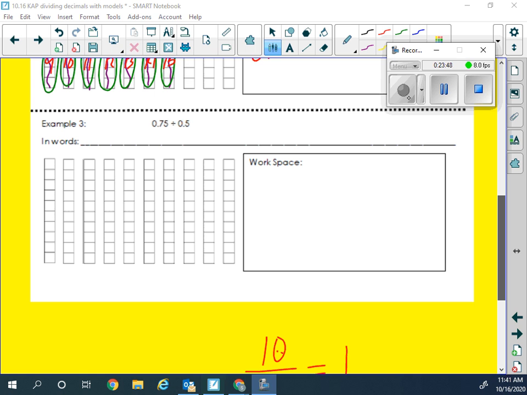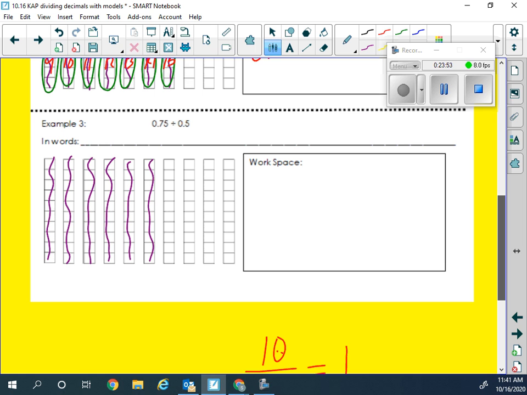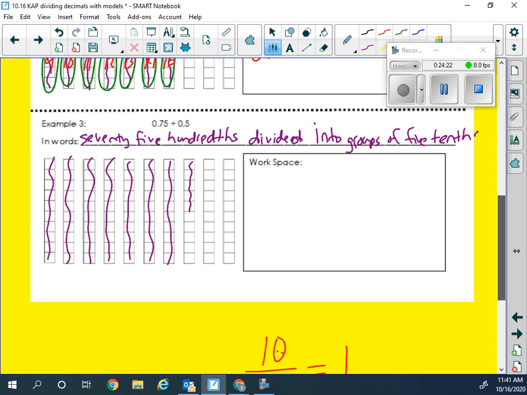Okay, so first we start with 75. Okay, and now I'm gonna write this. 75 divided into groups of 5. Okay. Did anyone find this one to be a little more difficult? Okay, so now we want to put them into groups of 5. So that means I'm going to circle. I have one group.